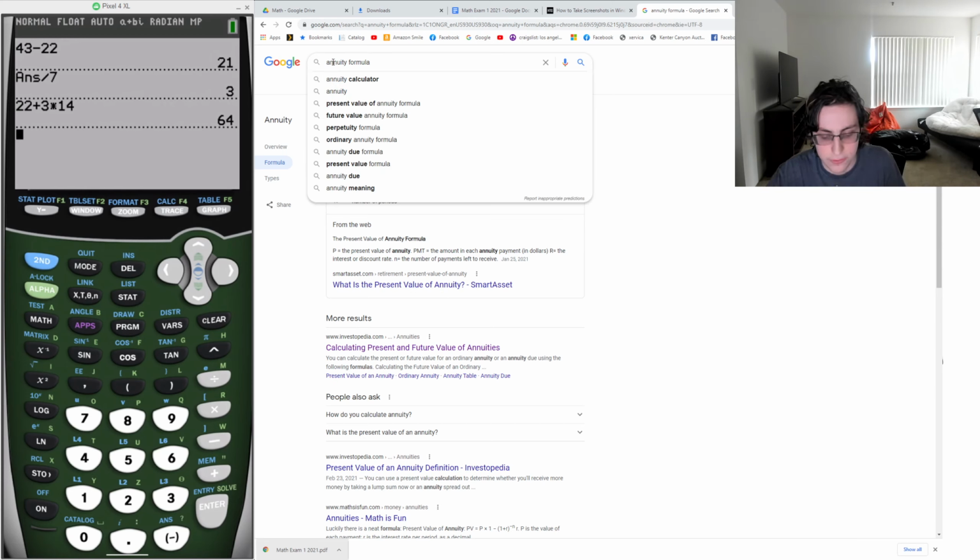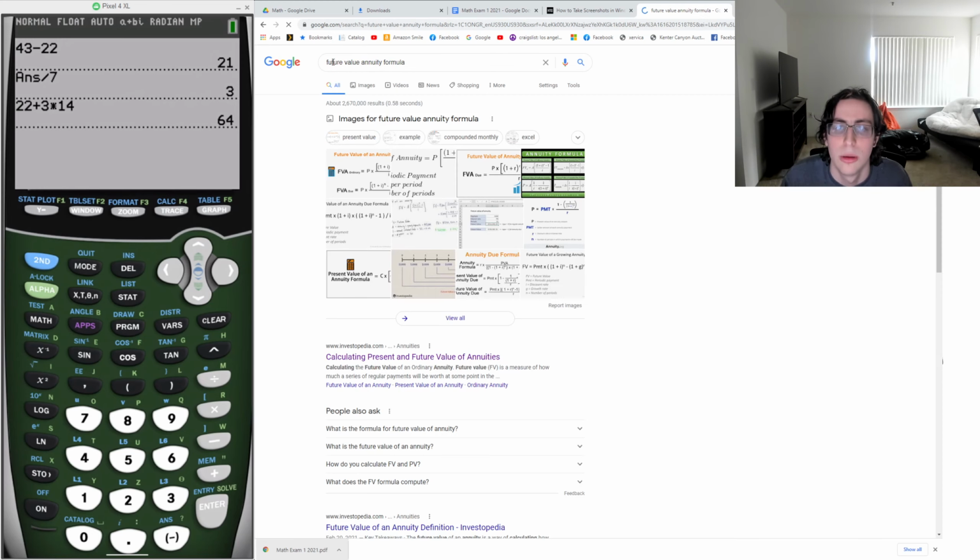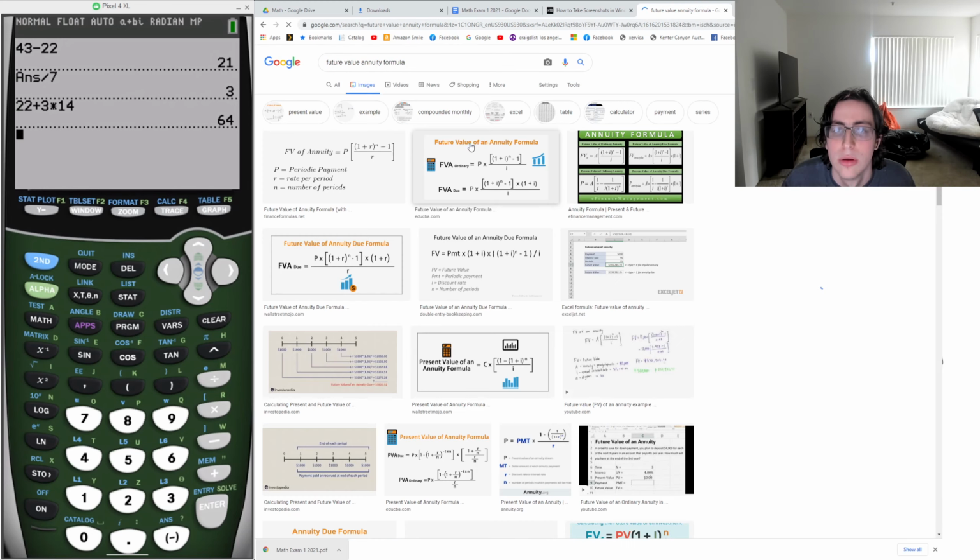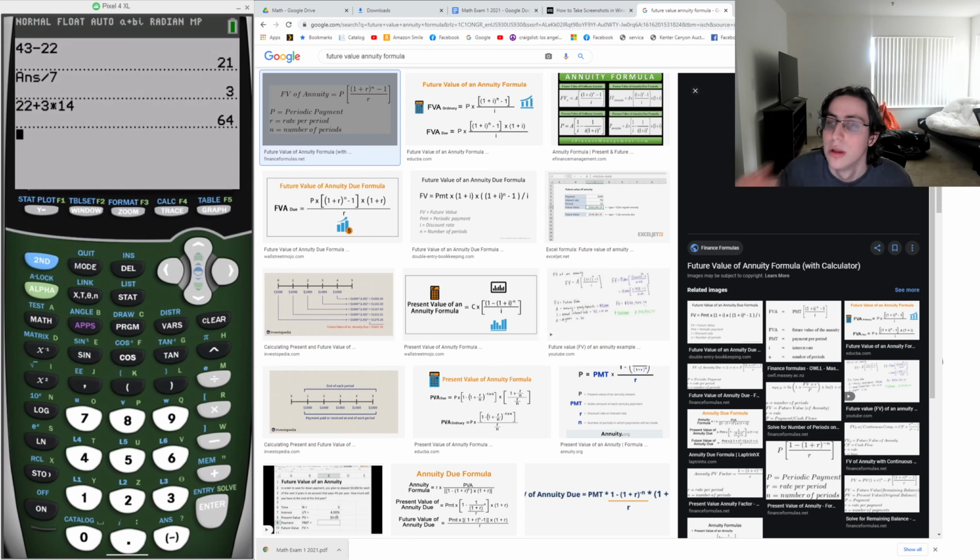Future value. It's actually, you want future value, not present value. Okay. This is the annuity formula. I feel like I should probably skip this. You should probably review this later, but I'm just going in order. So you have the periodic payment times (1 plus r) to the n minus 1 over r, where r is just the rate per period.